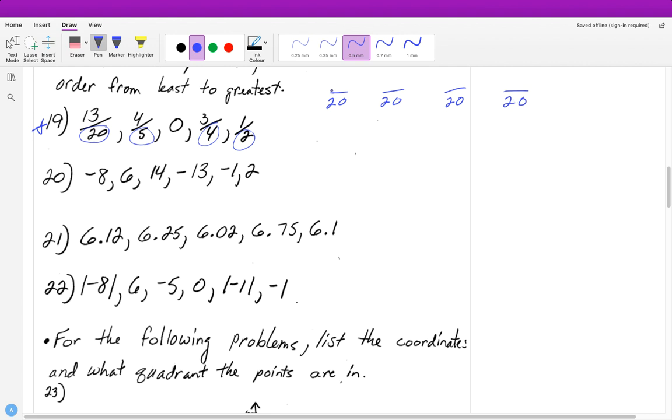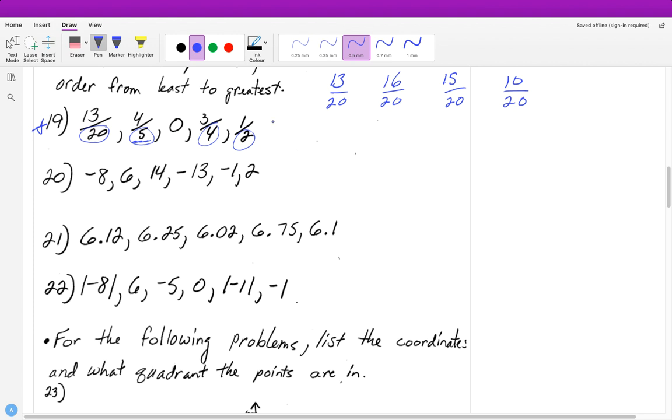All right, so 20 goes into 20 one time, so I actually don't have to change this number. Actually, let me not cross it out. 5 goes into 20 four times. 4 times 4 is 16. 0 we don't have to worry about. 4 goes into 20 five times. 5 times 3 is 15. 2 goes into 20 10 times. 10 times 1 is 10.